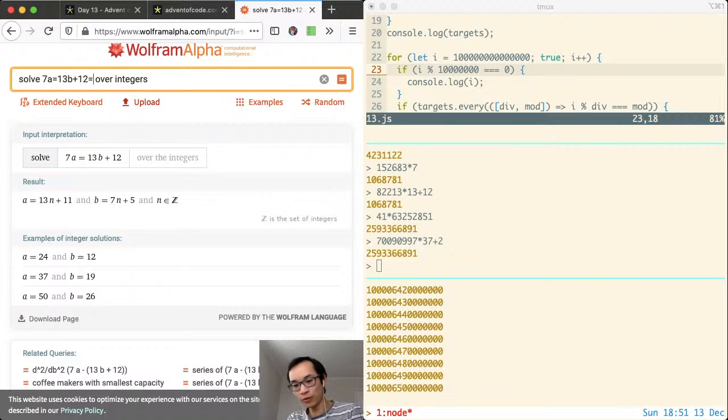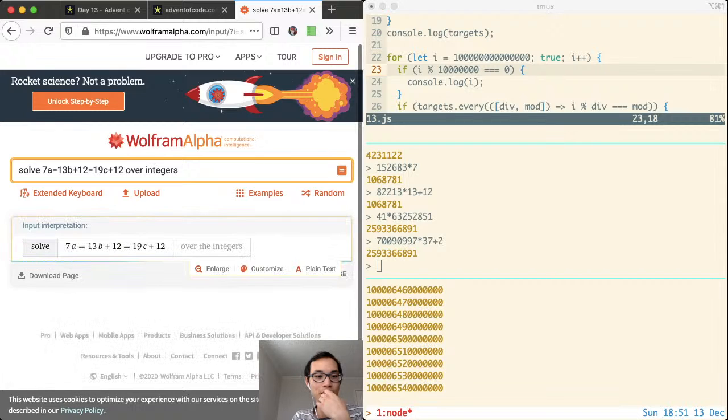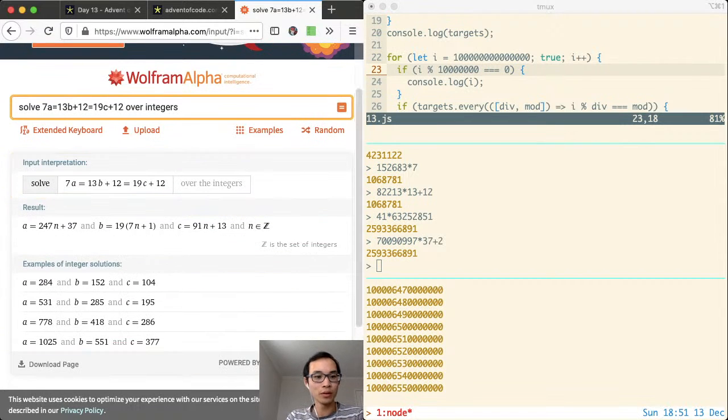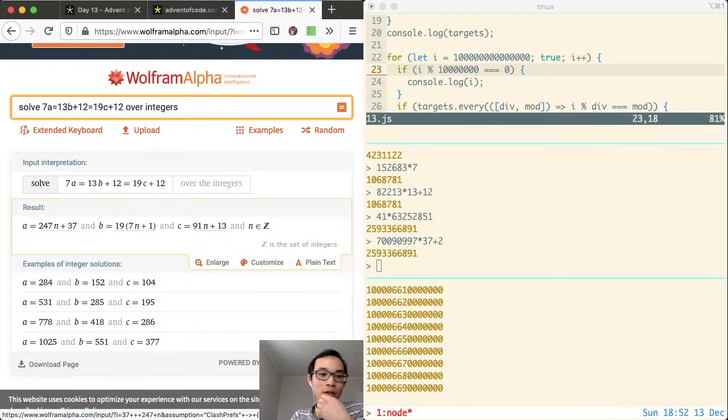If I chuck in a 50, let's do a small number, 19c plus 12. Is 247 going to be 13 times 19? It is. And then 19 times 7 is 13, yeah, and 13 times 7 is 91. Okay, so we've worked out a pattern here, right? The pattern is that the multiplier here, the factor here, is the multiple of the other numbers.